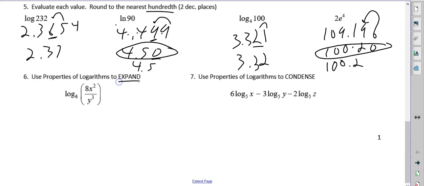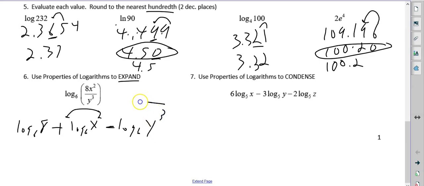All right, expand. Let's see how many items we have. We have 1, 2, 3 items, which means we're going to write log base 6 3 times. Notice we have 1 item in the denominator, so that's going to be a subtraction. Okay, let's clean this up now. So it's log base 6 of 8 plus log base 6 of x squared, and we're going to move this to the front, minus, because it's on the bottom, log base 6 y cubed, and we're going to move that to the front.